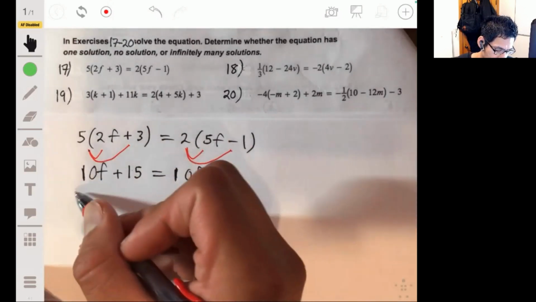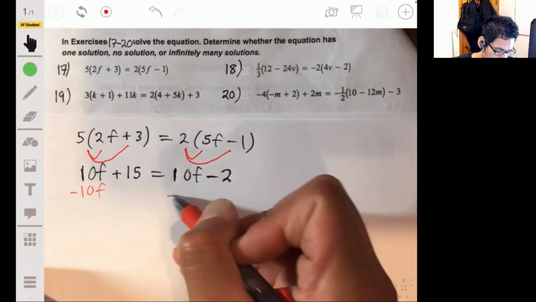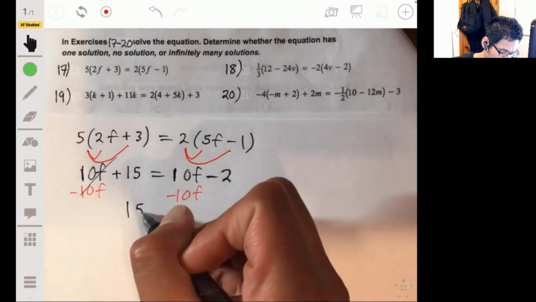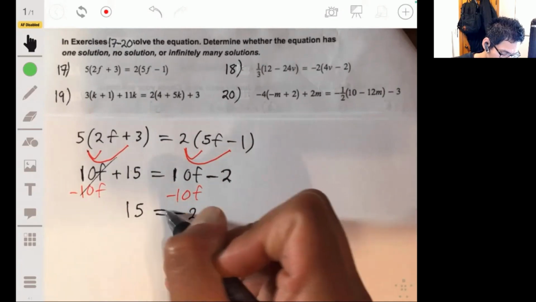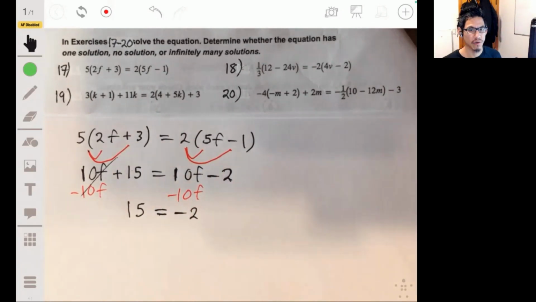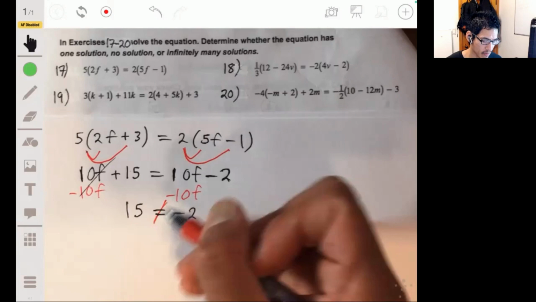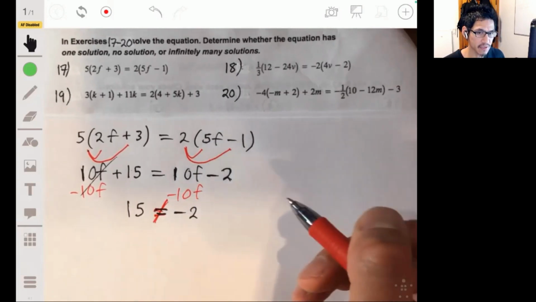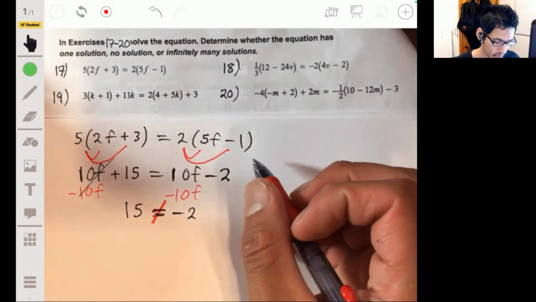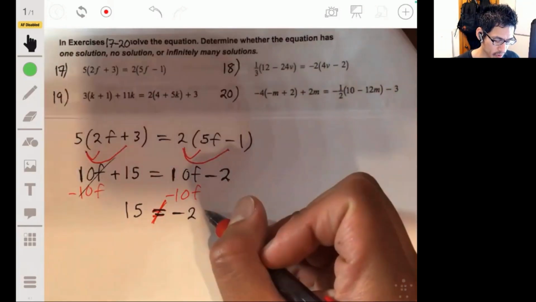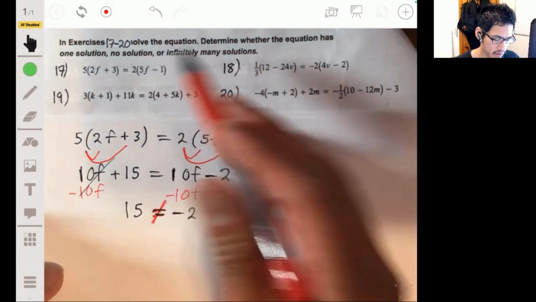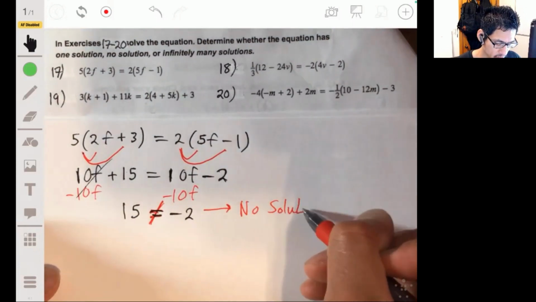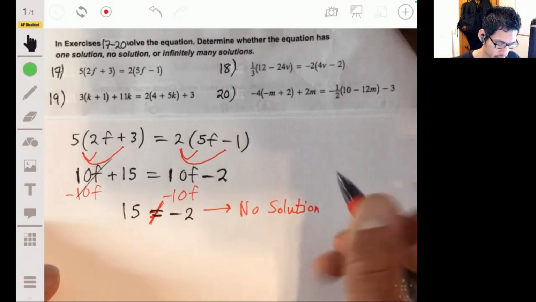If you were to take away 10f from both sides, you're going to get 15 equals negative 2, which is not correct. It's not a true equation, not in this universe. So what is that? It's not a solution. No solution.